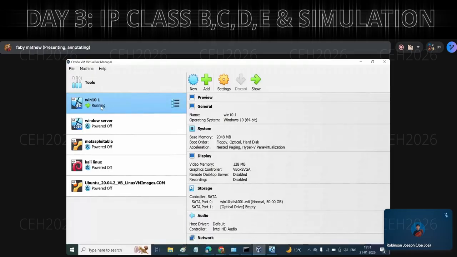There are so many virtualization tools available in the market, like VMware, VirtualBox, hypervisor. There are so many tools available, but I am using VirtualBox. So that's why I am telling you guys to also use VirtualBox, because if any troubleshooting has to be done in the virtual machines, I know each and everything.